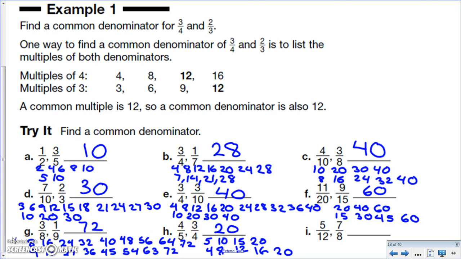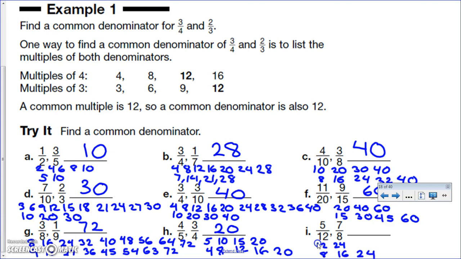So we get 20 as our common denominator. Finally, for I, we have 5/12 and 7/8. So we get 24 as our common denominator.